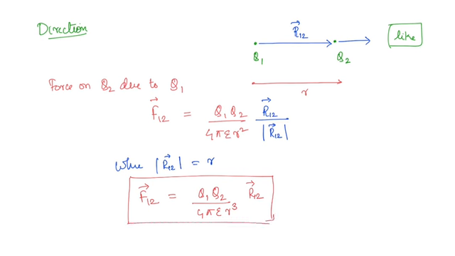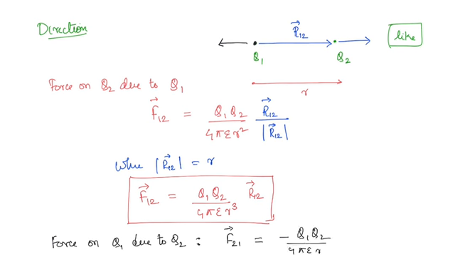So this is the force on Q2 due to Q1. Similarly, force on Q1 due to Q2, what will it be? The magnitude is going to be one and the same, but the direction is going to be reversed. So if you take Q1, it will experience a force in the opposite direction, right? So we can simply write F21 bar, the force on Q1 due to Q2. So this we can write as minus Q1 Q2 by 4 pi epsilon r cube into R12 bar.